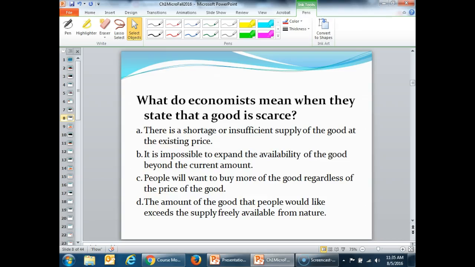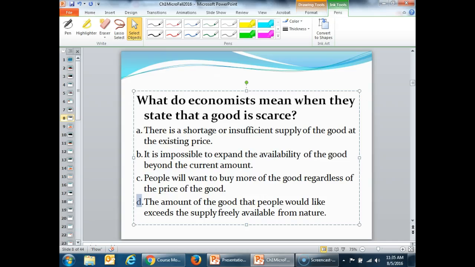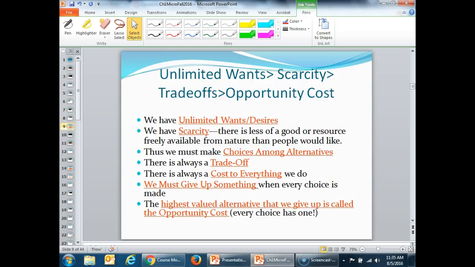So what do economists mean when they state that a good is scarce? Try and look at these multiple choice questions. These are all from the test bank, the very test bank that you'll be getting quizzes and exams from. It would be D, right? The amount of the good that people would like exceeds the supply freely available. That's what we mean by scarce if we're an economist.